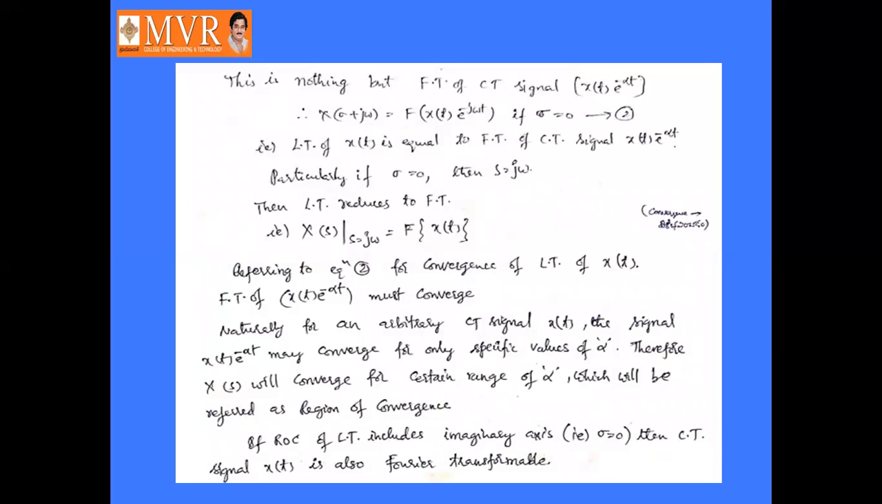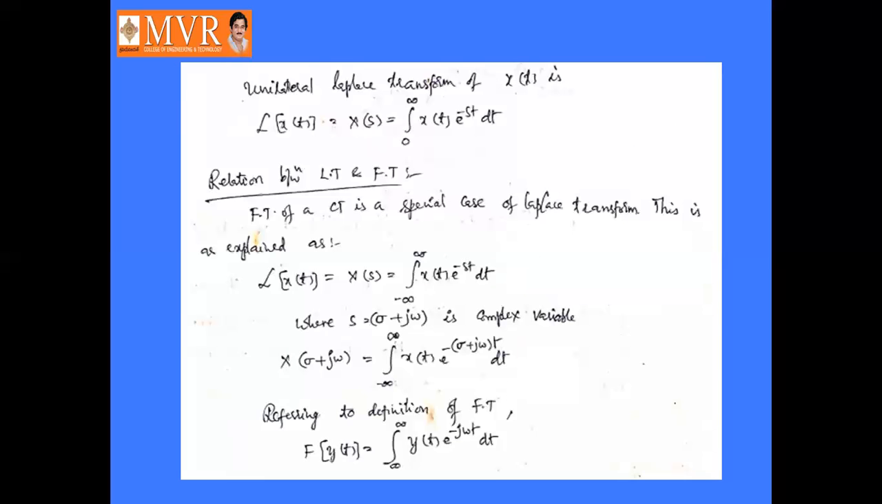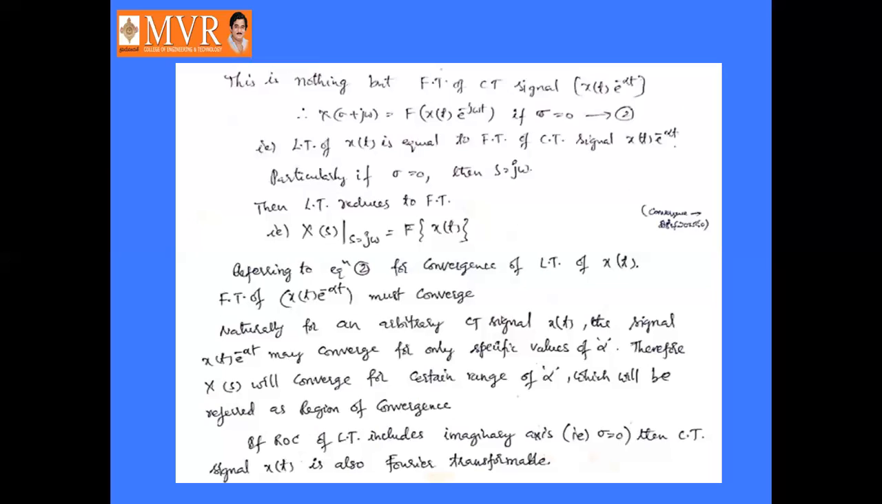So here this is nothing but the Fourier transform of the continuous time signal x of t into e power minus alpha t. So X of sigma plus j omega is equal to the Fourier transform of x of t into e power minus alpha t. If sigma is 0, this will become integral of x of t into e power minus j omega t dt. This is nothing but the Fourier transform of x of t.